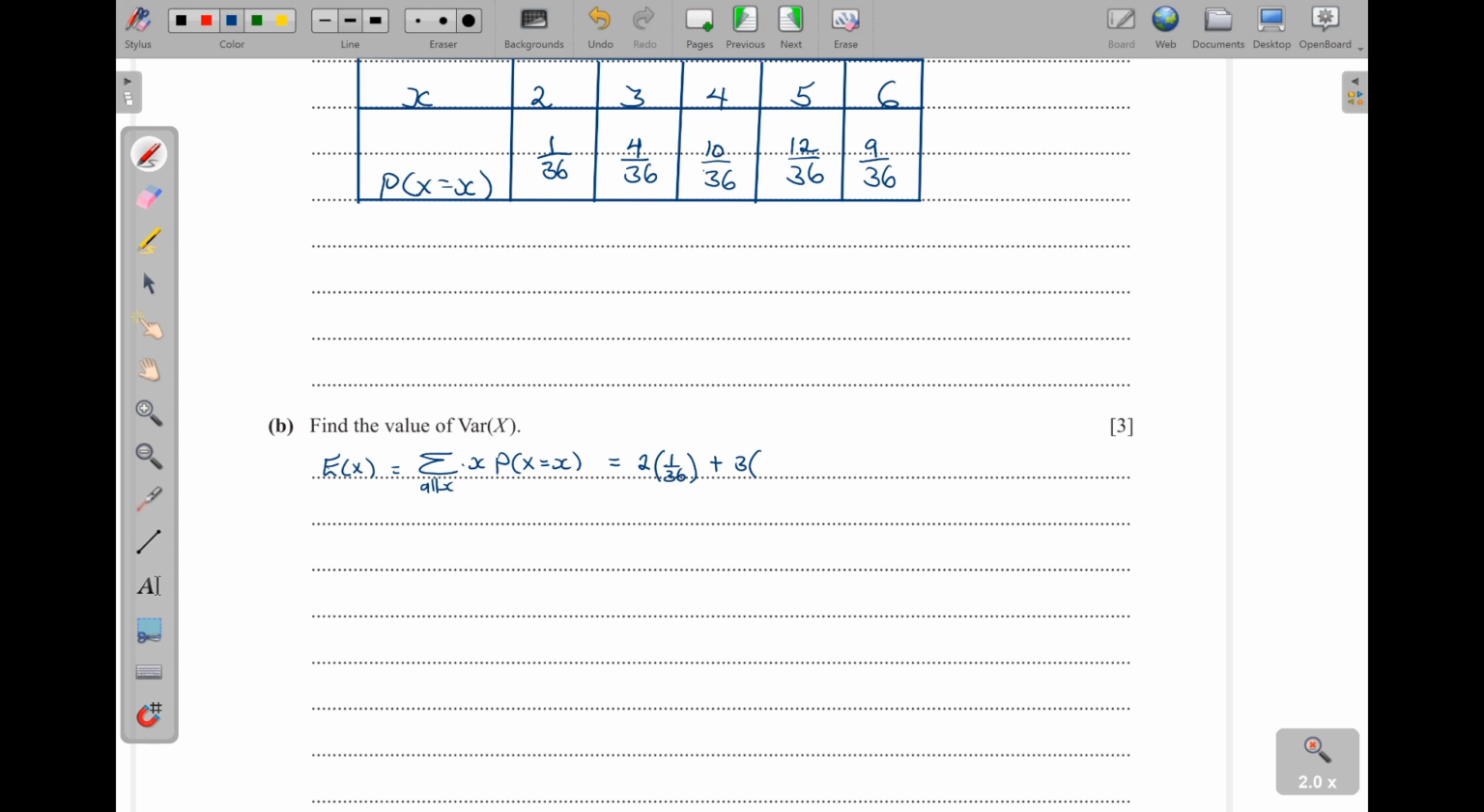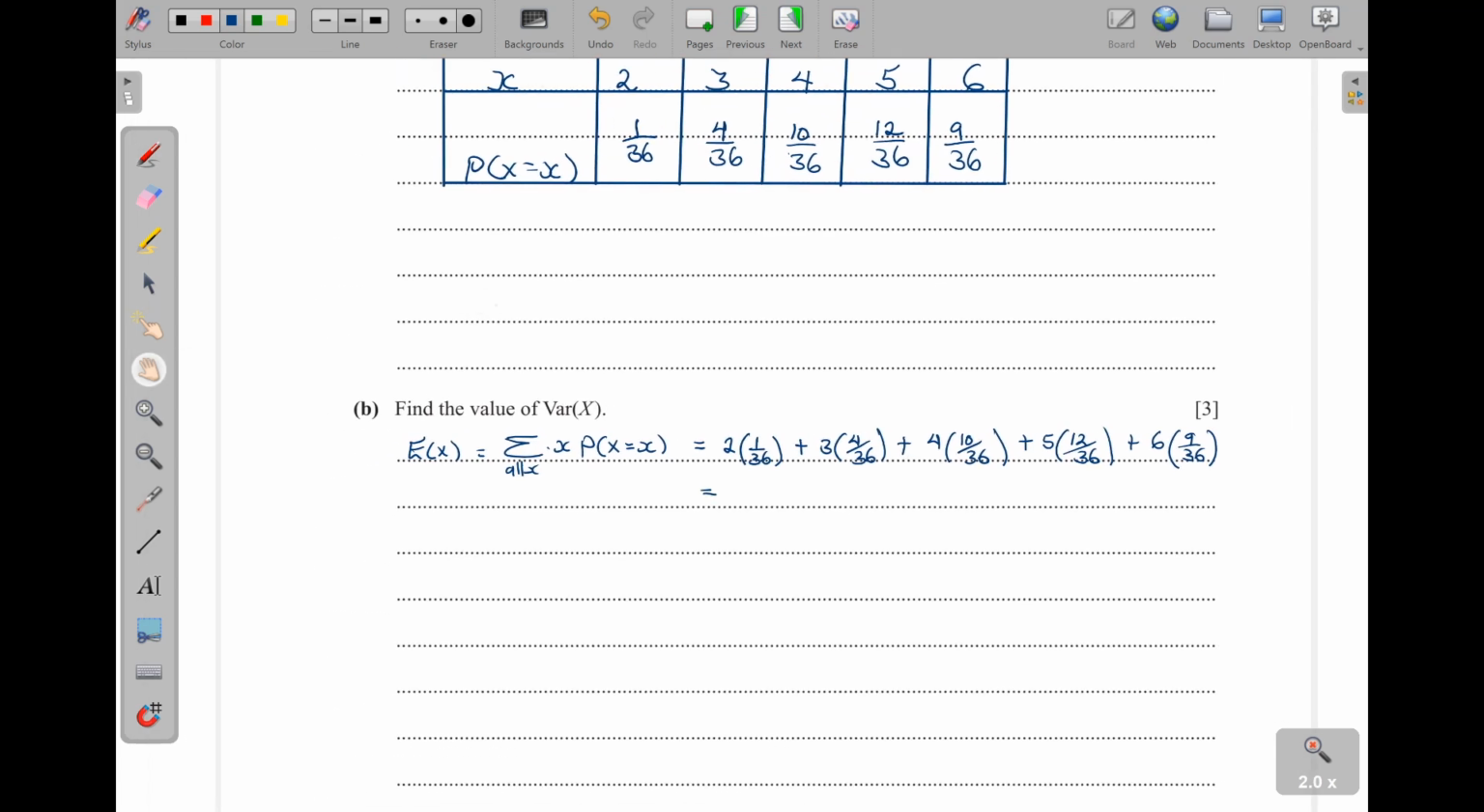Then 3 times its probability, 4 over 36. And then 4 times the 10 over 36. And then 5 times the 12 over 36. Then 6 times the 9 over 36, like that. So when we put this in the calculator all together, what do we get?